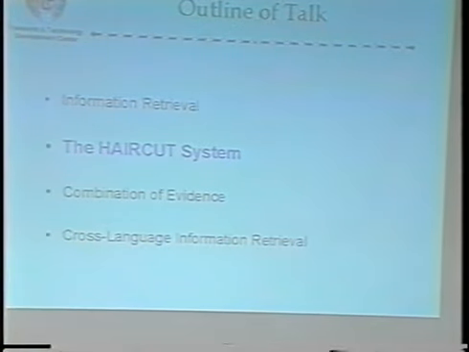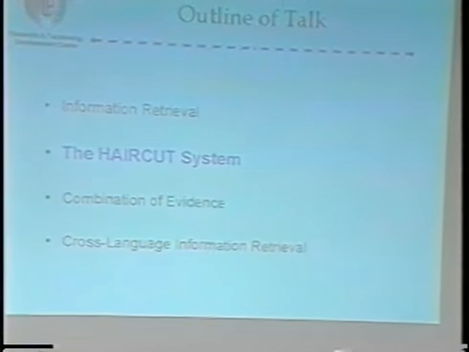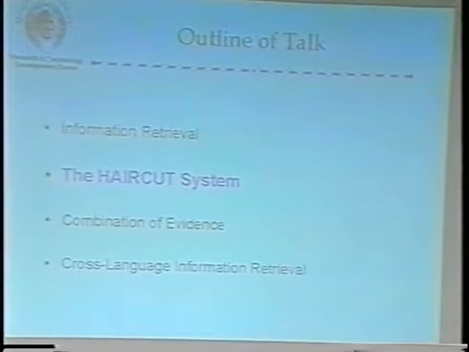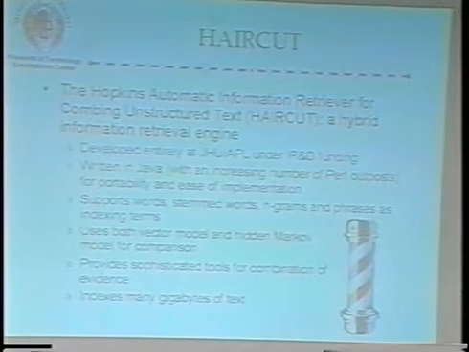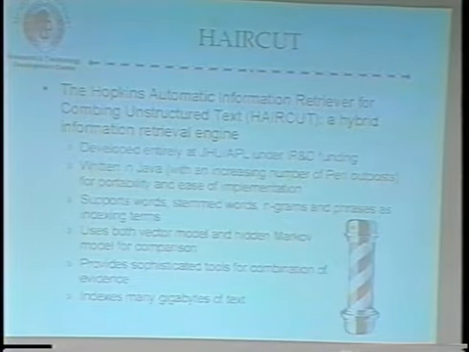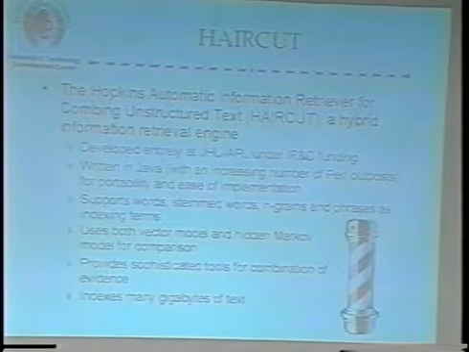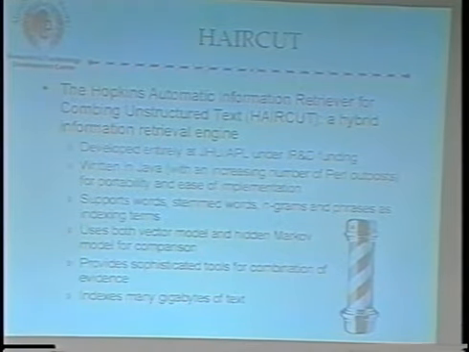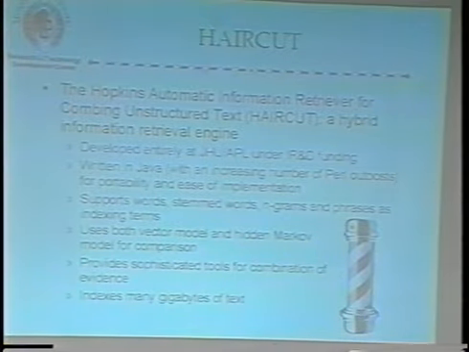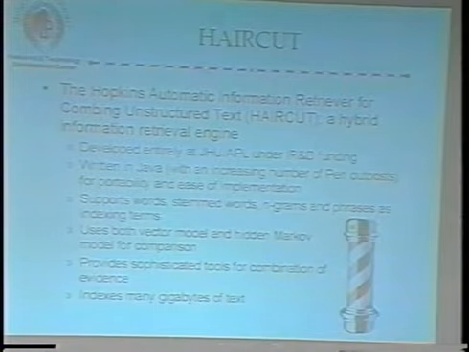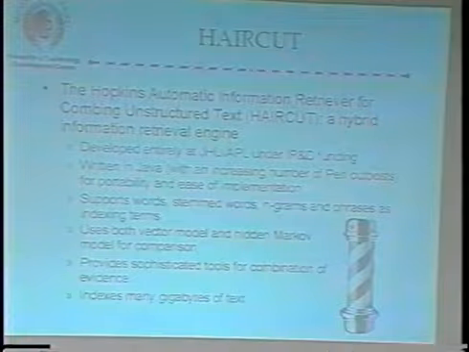So that's sort of a brief overview of information retrieval. I'm going to talk about our system now, which is the HAIRCUT system, the Hopkins Automated Information Retriever for Combing Unstructured Text. It's a system we built over, I guess, the past 3 years at APL. It's written entirely in Java. It used to be written entirely in Java. I'm enamored of Perl right now, so there's a bunch of Perl thrown in there.